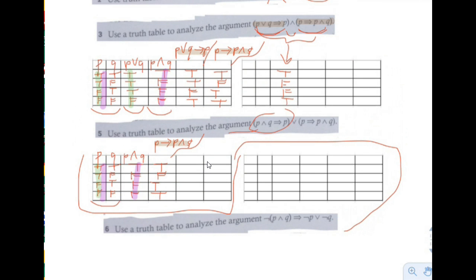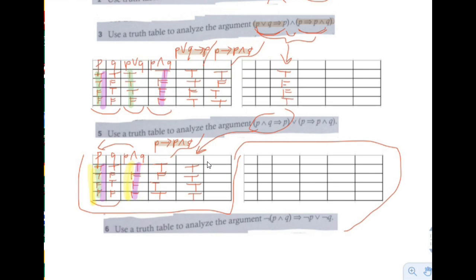So to analyze P and Q implies P, P and Q would be this, implies P would be that. So the question is, does P and Q, let's see, true goes to true. True implies true, that's true. False implies true, that's true. When it's false, it can be anything. And the rest of them are all false, so they can be true. Hey, look, it's a tautology.